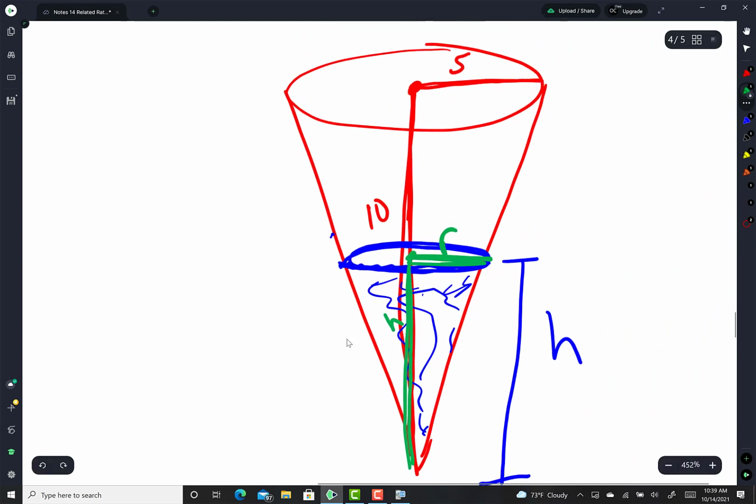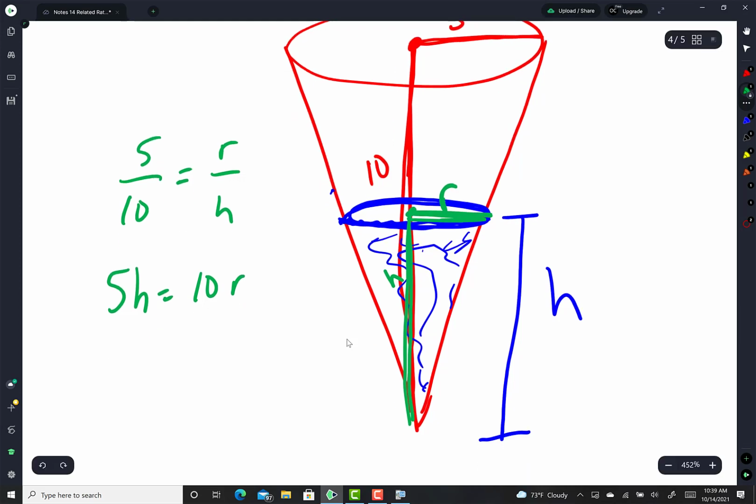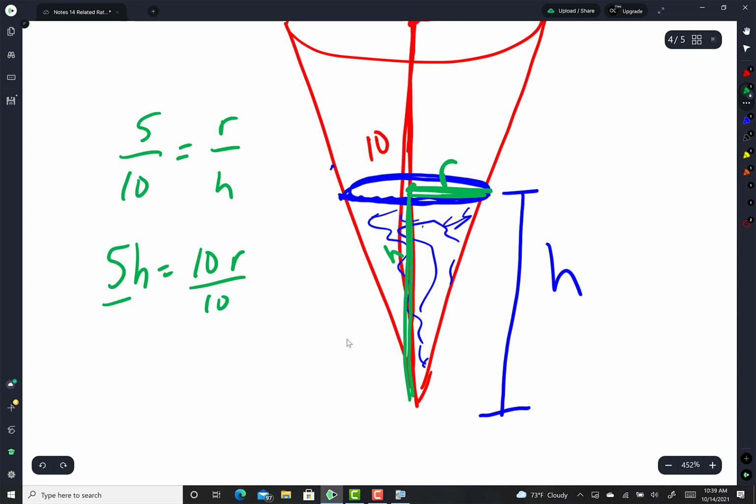Isn't it just like a similar triangle? Yeah, similar triangles. So I'm going to write 5 over 10 is equal to r over h. Remember, r and h are changing. Cool or not cool? If I separate these variables, cross multiply, so 5h equals 10r. Did I do that correctly? We wanted to get r, so I'm going to divide by 10, divide by 10. So can I write half of h is equal to r?